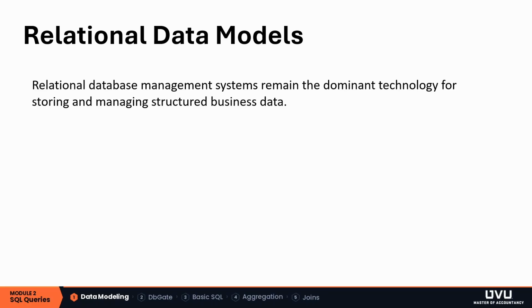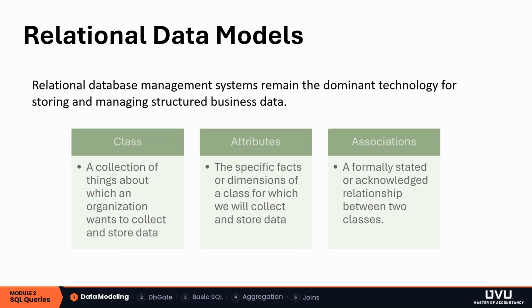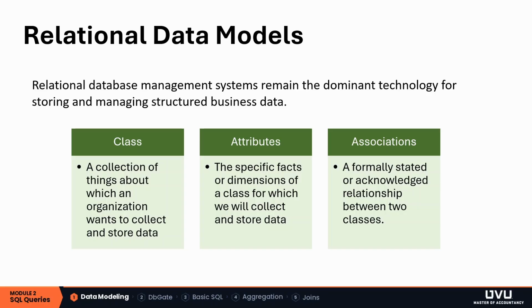So, as a precondition to analyzing relational data, you need to know how to first query a database. We're going to start with the fundamental concepts. Hopefully, this comes to you as a review. But even if this is your first exposure, or even if it's just been a while, I'm going to start from the beginning. Relational data models consist of three main building blocks: classes, attributes, and associations.